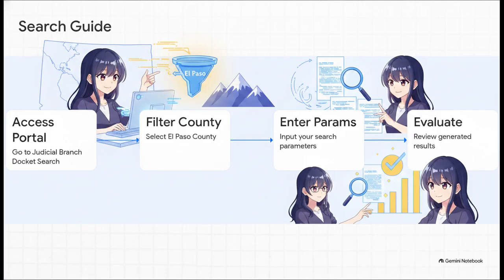Step 1. Access the portal online at courts.state.co.us. Step 2, and this is absolutely critical, because this single portal serves the entire state, you have to apply a location filter and specifically select El Paso County. Step 3 is punching in your search parameters, and Step 4 is simply evaluating the results the system spits back out for you.